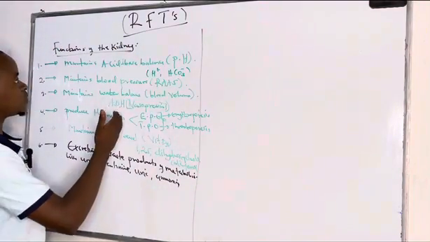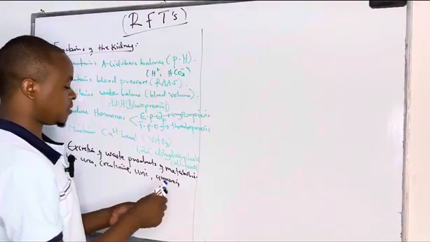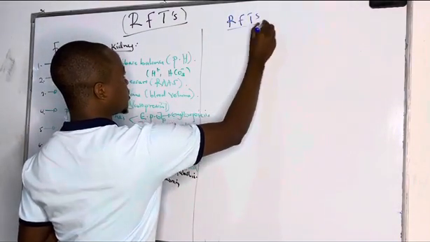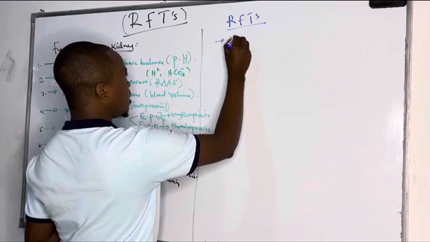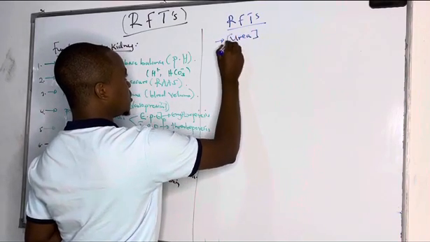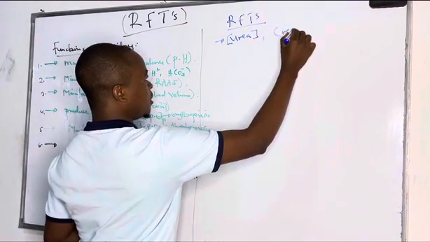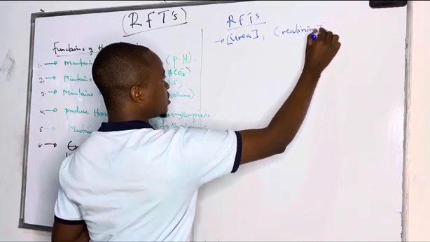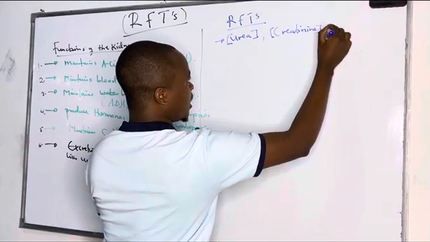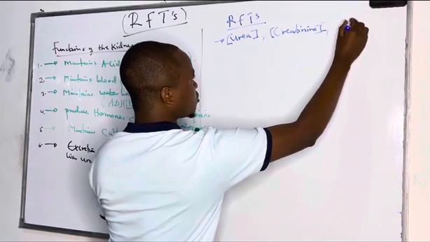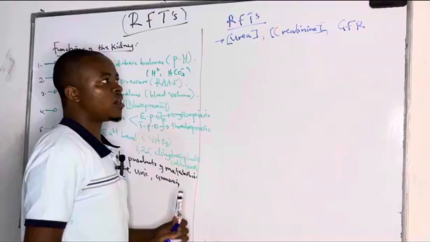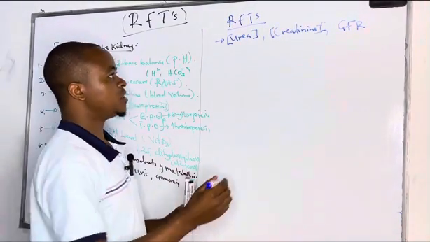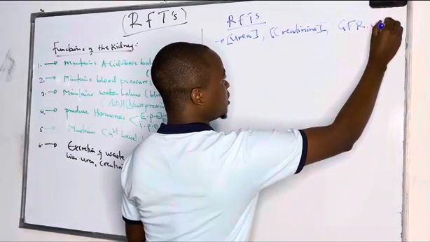And the tests we do under renal function tests: we normally assess urea concentration, we assess creatinine concentration, and this creatinine enables us also to determine GFR, the glomerular filtration rate, what we call renal clearance. And still we can also do uric acid levels.